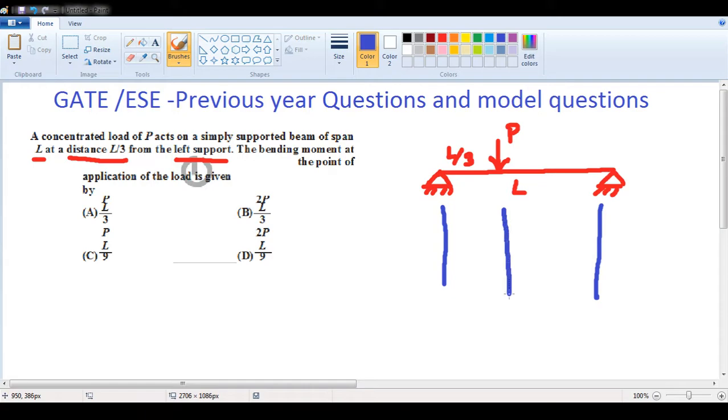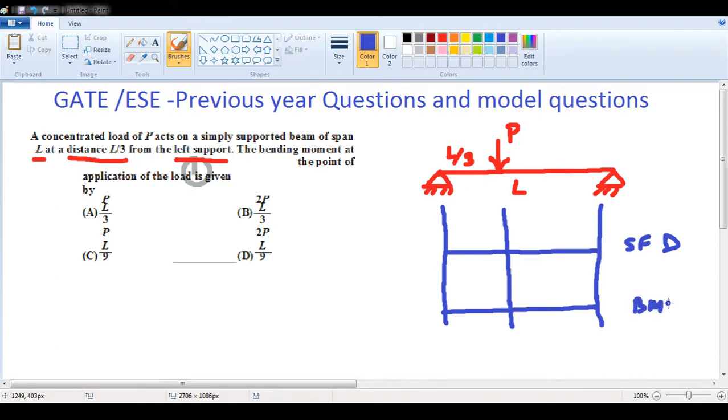Last time we solved the shear force diagram, SFD, and BMD. So we are basically focused on this BMD. Now, before we solve this, we have to see the reactions over here. Say this is A, this is B.